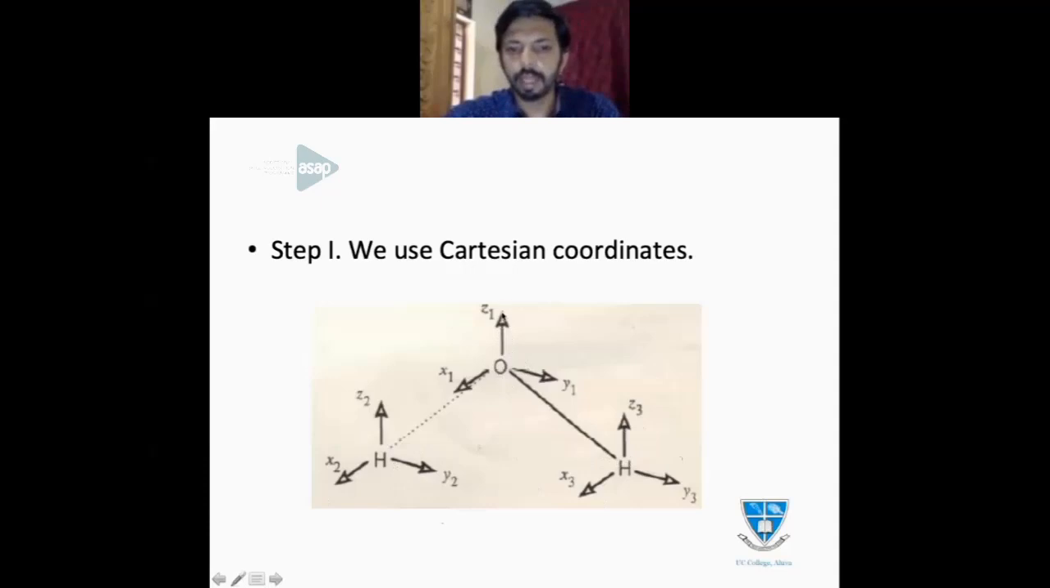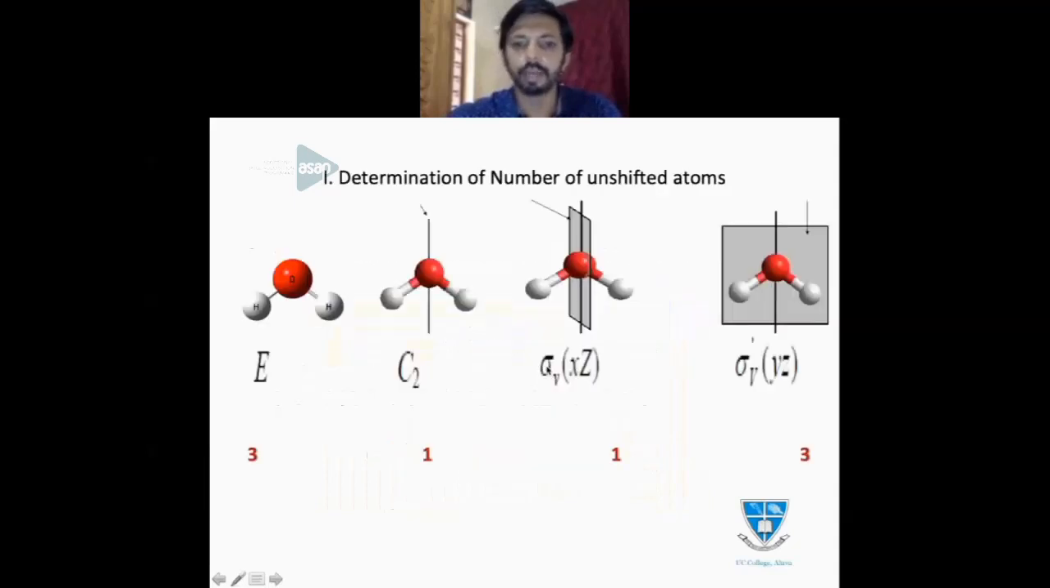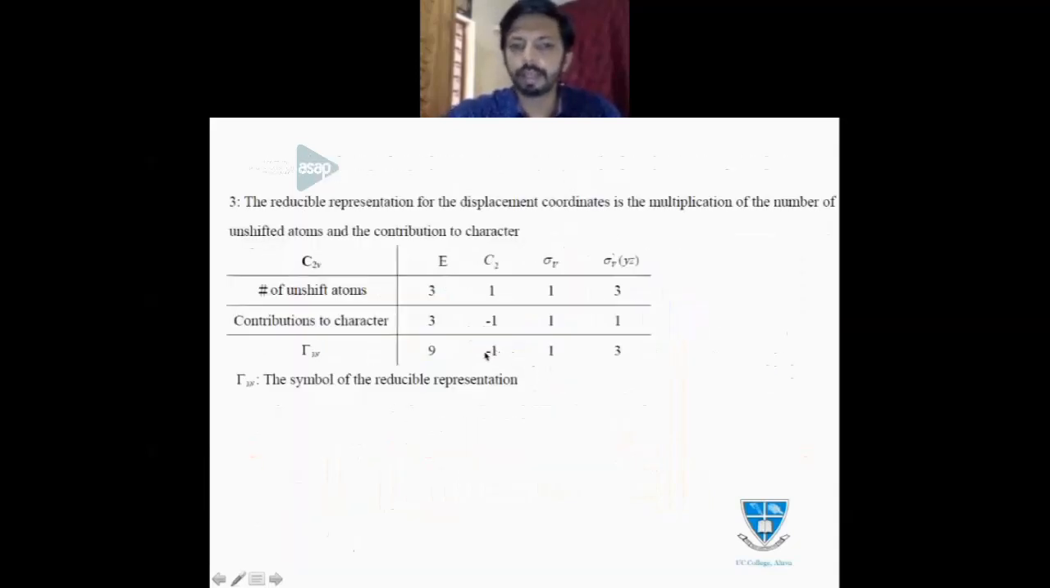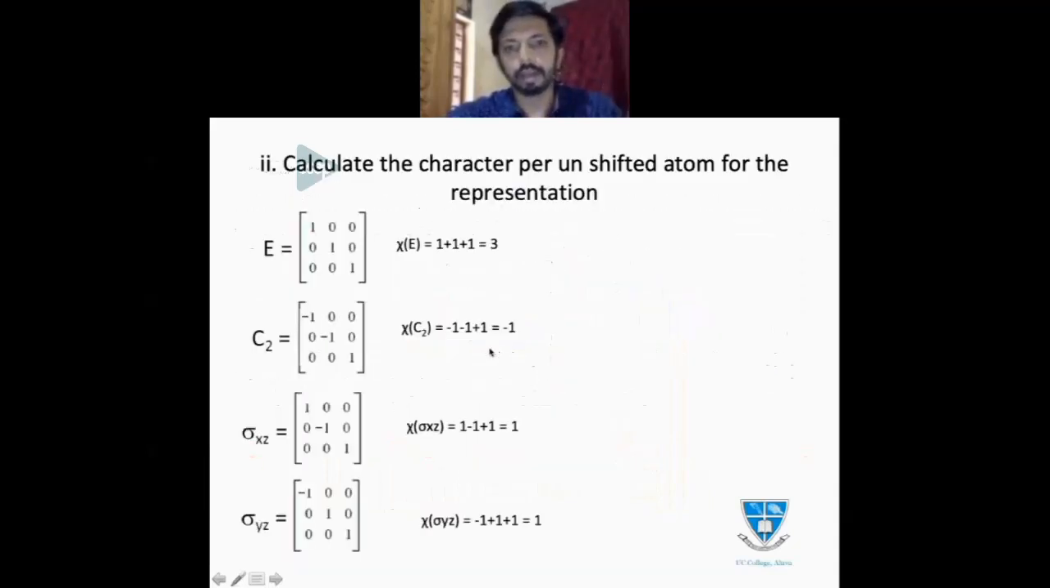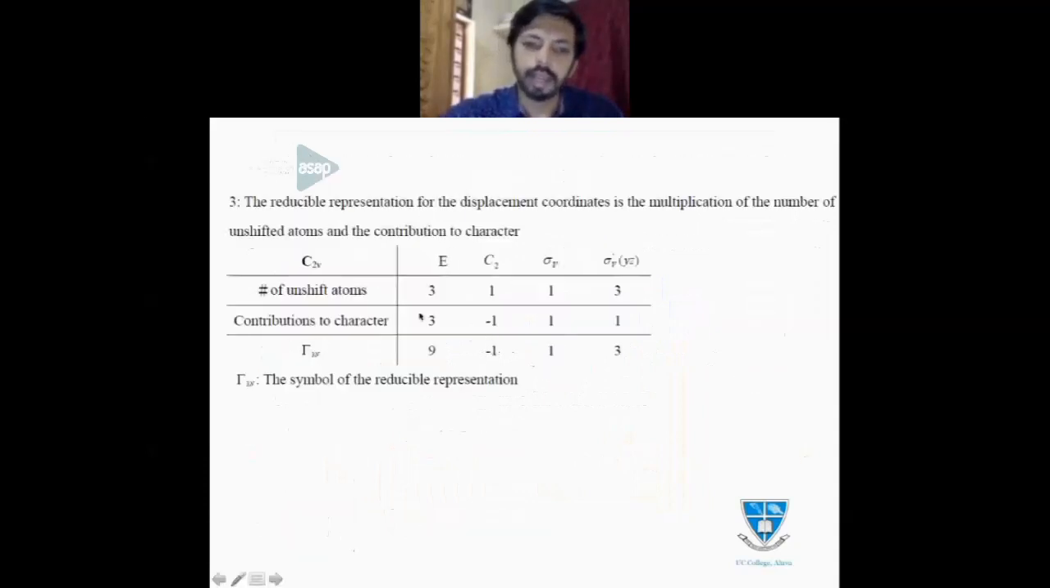Here we can see that Z is not changing position, so Z contributes 1. X changes to minus X, and Y changes to minus Y. So 1 minus 1 minus 1 equals minus 1. We have already determined this using the simple method. That's why we have obtained 9 and minus 1. Similarly, we can get 1 and 3.